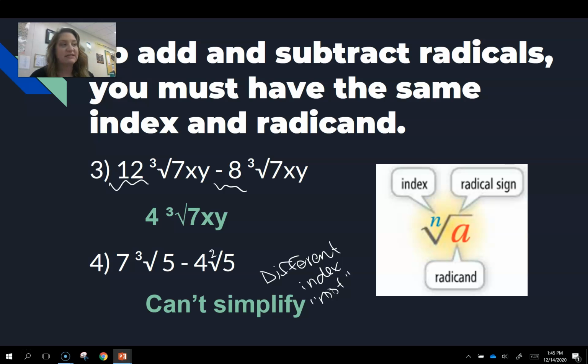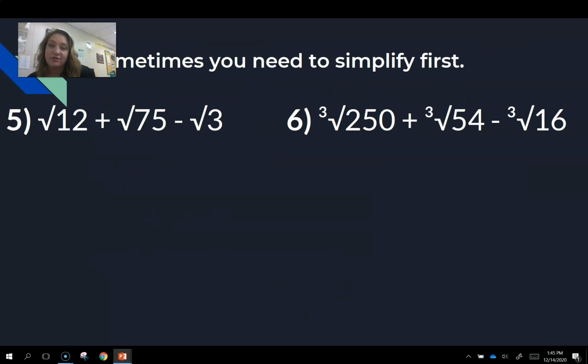All right. Sometimes before you can decide if you can add or subtract or not, you have to simplify the expression first. So looking at number 5, we have this square root of 12 plus the square root of 75 minus the square root of 3. Well, first thing I noticed is they all have the square root. So that's good. I can keep moving on. I can't say, oh, I can't add or subtract because they're not in their simplest form yet. So I need to simplify the square root of 12 and square root of 75. Square root of 3 is done. I can't do anything else there.